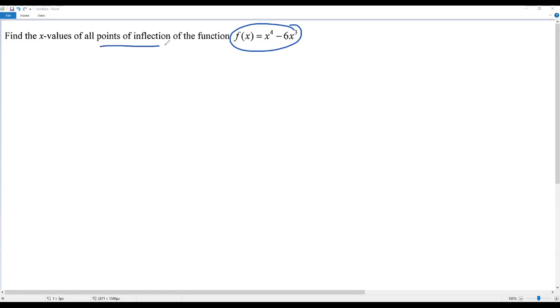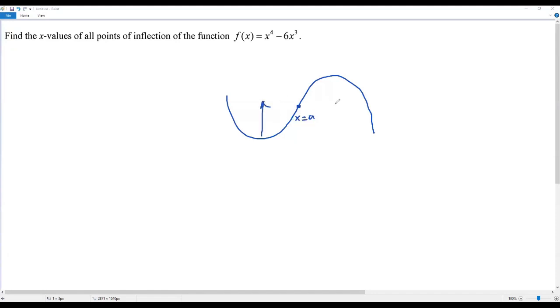First, let's understand what a point of inflection is. For example, let's consider that in a particular interval the curve is concave upward, and in another interval it's concave downward, with a particular value, say x equals a, in between. At this value, the curve changes from concave upward to concave downward, or sometimes from concave downward to concave upward. That is called a point of inflection.